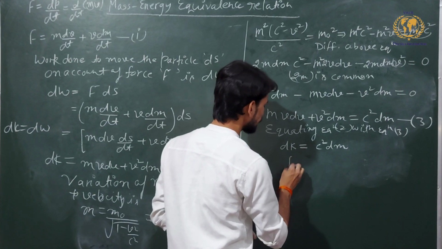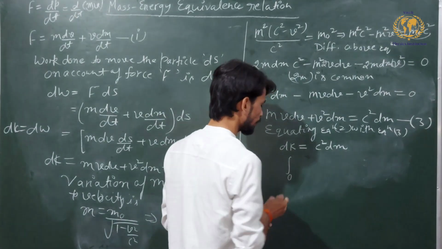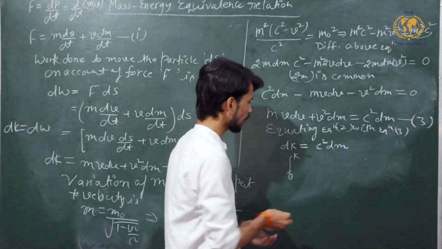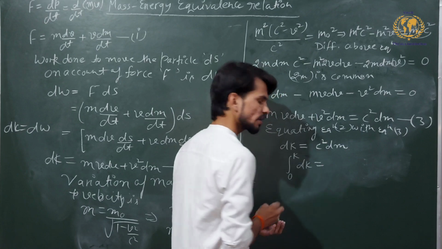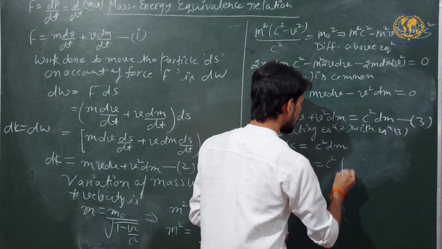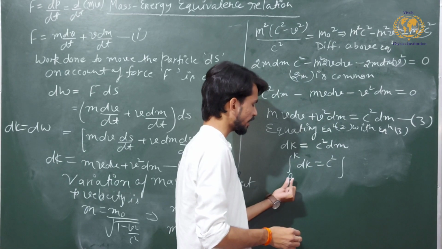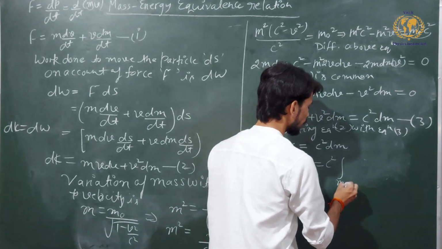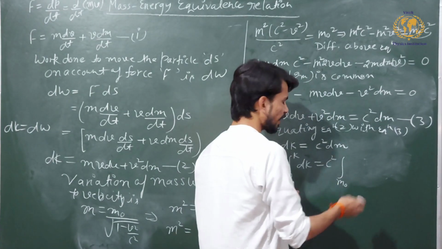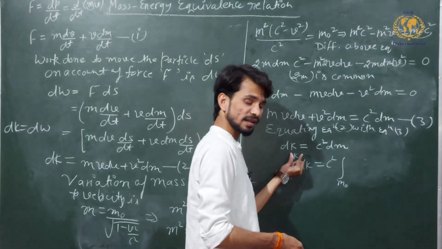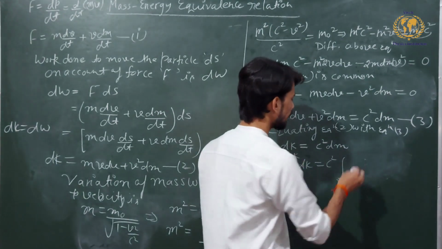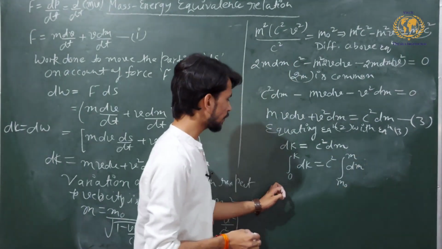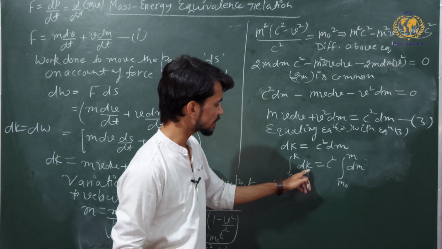So let's say the kinetic energy in the initial condition is 0, and after all the kinetic energy will become K. This is dK. c square is constant. The limit of mass will be in the initial condition when kinetic energy was 0. It simply means that when the particle was at rest, its mass was m naught, and when it acquires some velocity v, in that particular case when it has the kinetic energy K, its mass becomes m. This is dm.